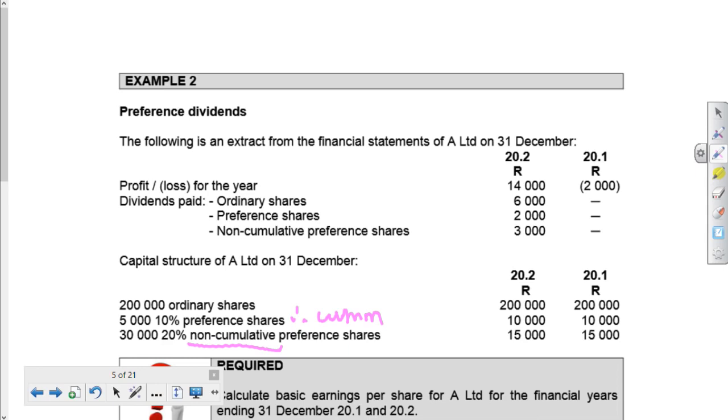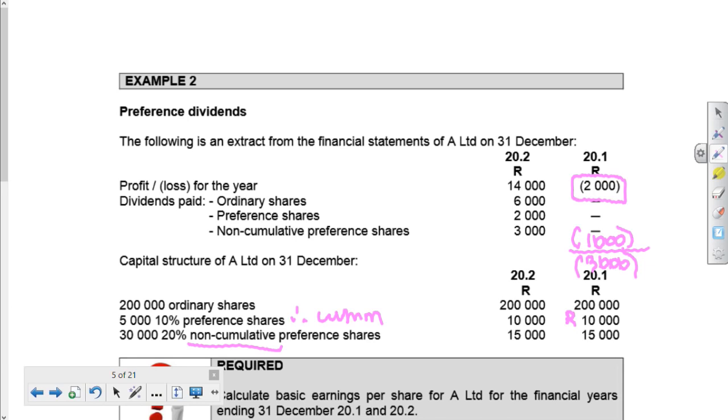All right, so when we look at the information, what did I say to you about cumulative prefs? I have to put it in, isn't it? So I would start with the loss of 2, and I would have to put in that cumulative pref, which is 10%, and remember, it's always on the rand amount. Do you remember pref divs from 2601? Pref divs on the rand amount. 10% of 10, which is 1. And I would say less 1, which is for the cumulative pref, and the earnings attributable to ordinary shareholders is a loss of 3.